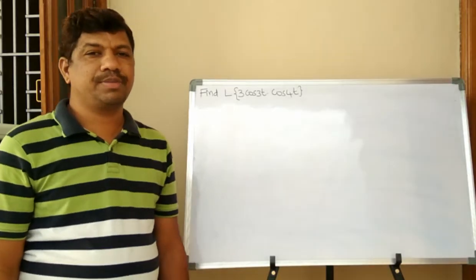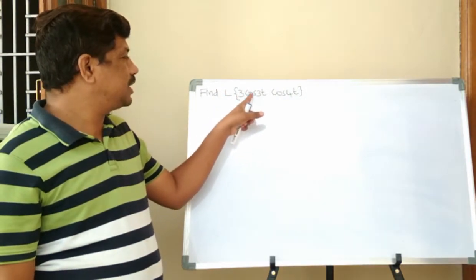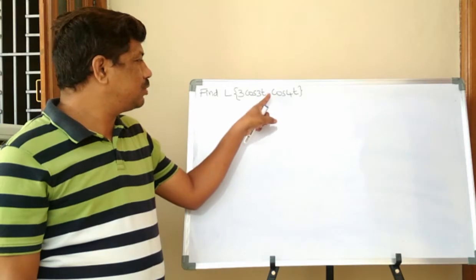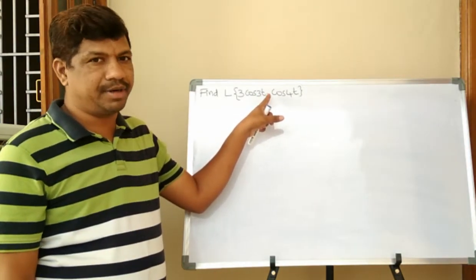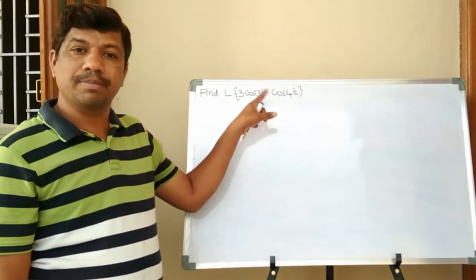Now I would like to explain one more problem, which is: find the Laplace transform of 3 cos 3t into cos 4t. When I observe here, there is no plus or minus. If there is no plus or minus, I cannot apply the linearity property directly. So first I would like to convert this problem into plus or minus form.